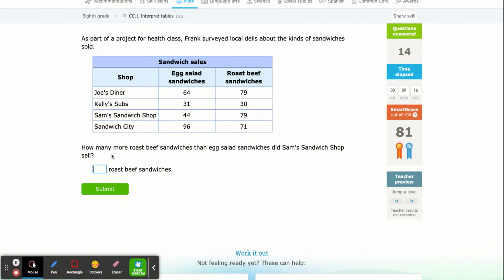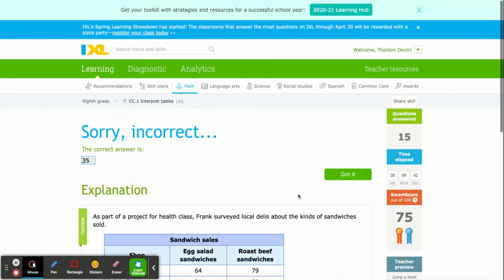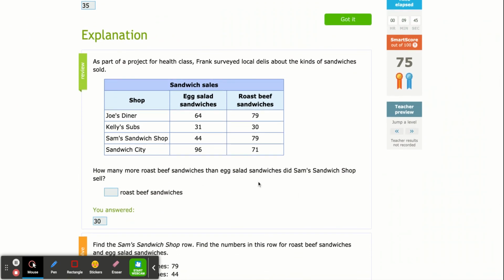Furniture Hut. How many more roast beef sandwiches than egg salad sandwiches did Sam's Sandwich Shop sell? So I've got to find Sam's Sandwich Shop. Here's egg salad. Here's roast beef. They want to know how many more roast beef than egg salad. 79 minus 44, and I did 79 minus 49. That was dumb. Using my calculator made me mess up. I should have been able to do that without a calculator. 9 minus 4 is 5, 7 minus 4 is 3, so the answer is 35.